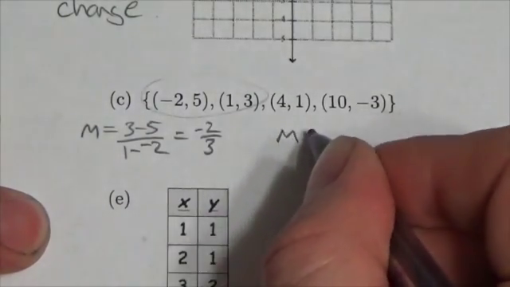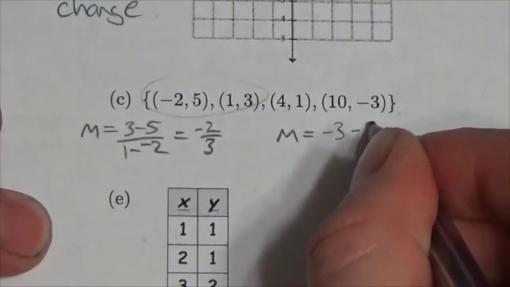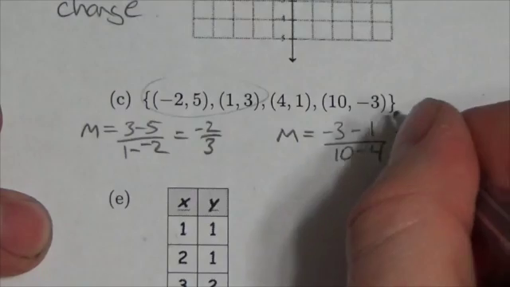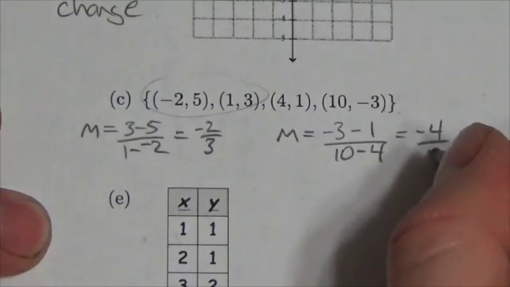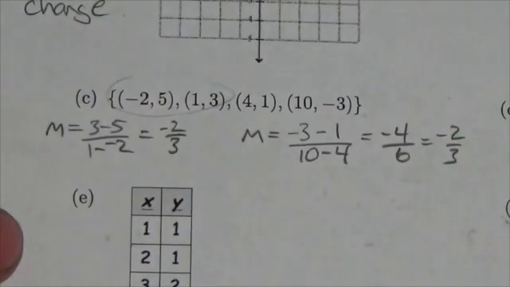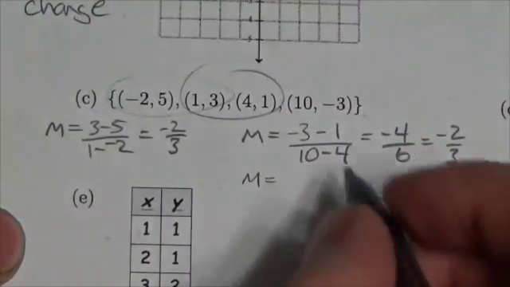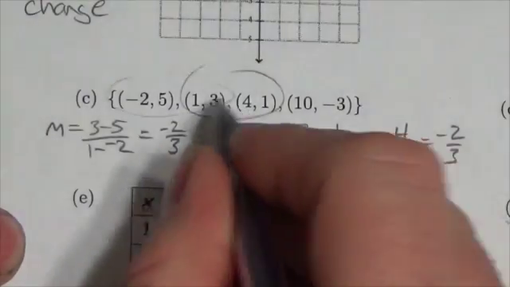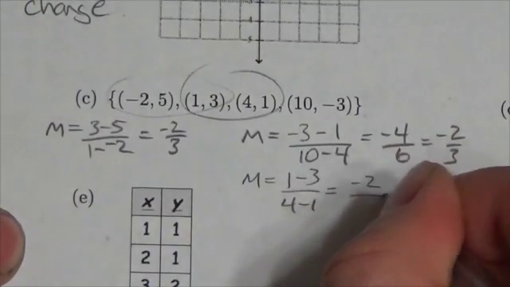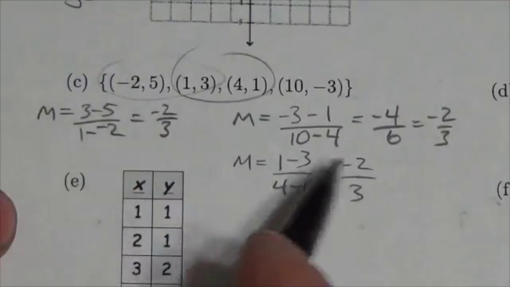Let's pick another one. Let's maybe pick the last one here. So negative 3 minus 1 all over 10 minus 4. Negative 3 minus 1 will be negative 4. 10 minus 4 is going to be 6. And that's going to give us negative 2/3. Well, that's looking pretty good here. Let's take a look at this middle pairing here, just again for one more check. 1 minus 3 over 4 minus 1. And again, 1 minus 3 is negative 2. 4 minus 1 is 3. So every time I took a pair of points here, I got this rate of change of negative 2/3.